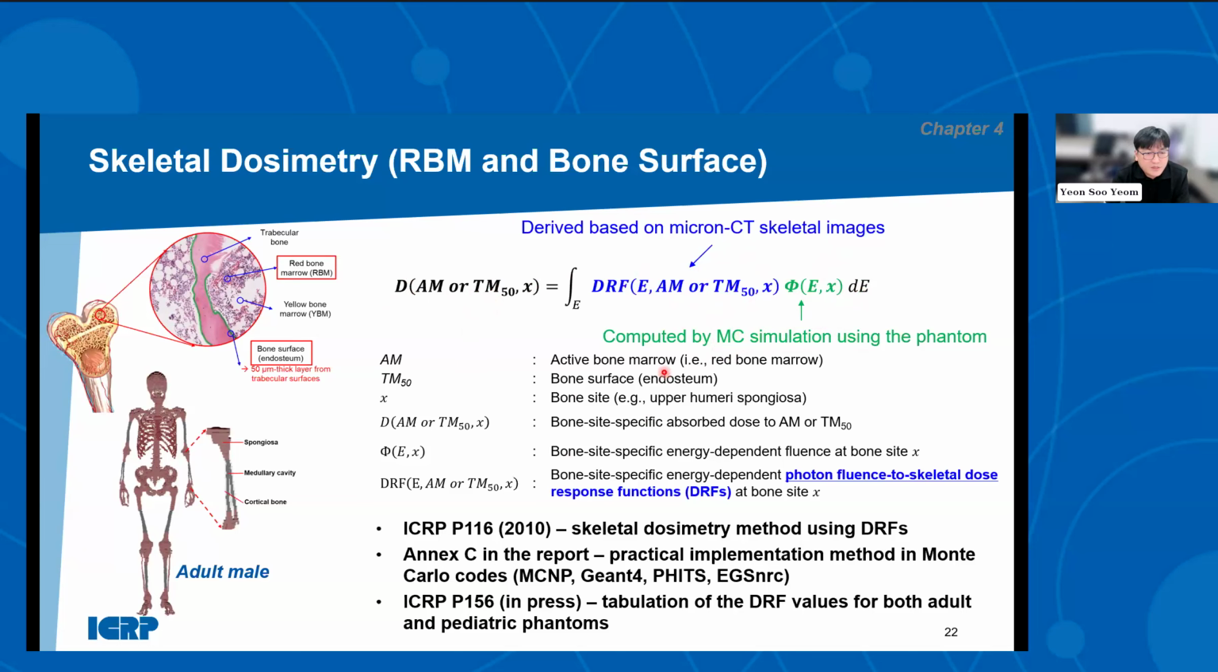I know this skeletal dosimetry is somewhat complex and difficult to understand. So here is the key information. Please see ICRP Publication 116, where the detailed information on the DRF-based skeletal dosimetry is well described. And please also see Annex C in this report, so you can see how the skeletal dosimetry is practically implemented in different Monte Carlo codes. These DRF values are actually not tabulated in this report, but are already tabulated in Publication 145. So these are the key pieces of information for skeletal dosimetry that you can check.